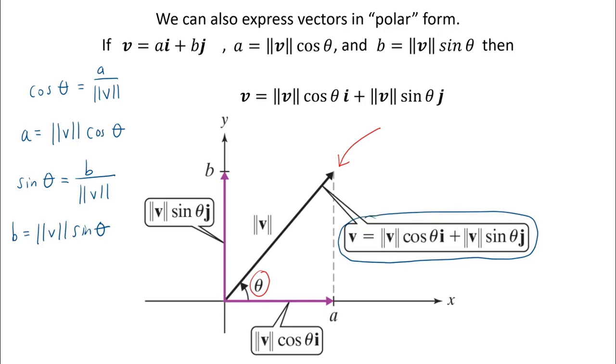Our vector v will be equal to a, but a is equal to magnitude of v times cosine of theta, i, plus bj, but in this case our b will be magnitude of v sine of theta. So we'll have magnitude of v cosine of theta i plus magnitude of v times sine of theta j.